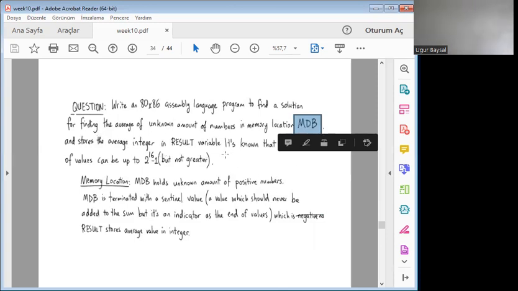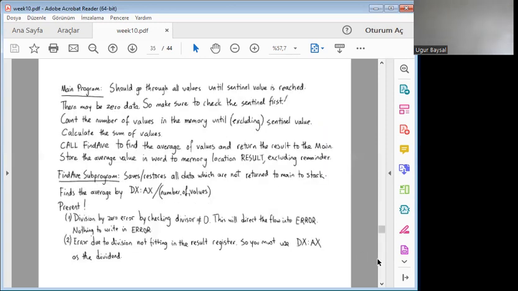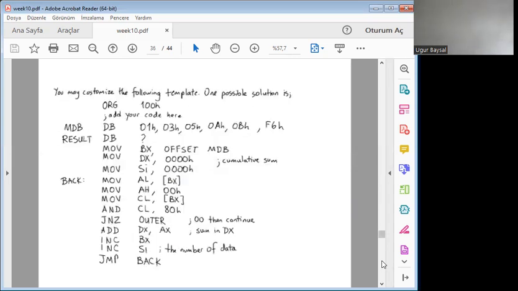assembly codes to be run by x86, and MDB is the label for the data location, and this is an unknown number of data kind of approach. And in the main program, there are some constraints, and finding the average and subprograms, etc., very similar to the temperature averages that we went through in weeks number 5 and 6.